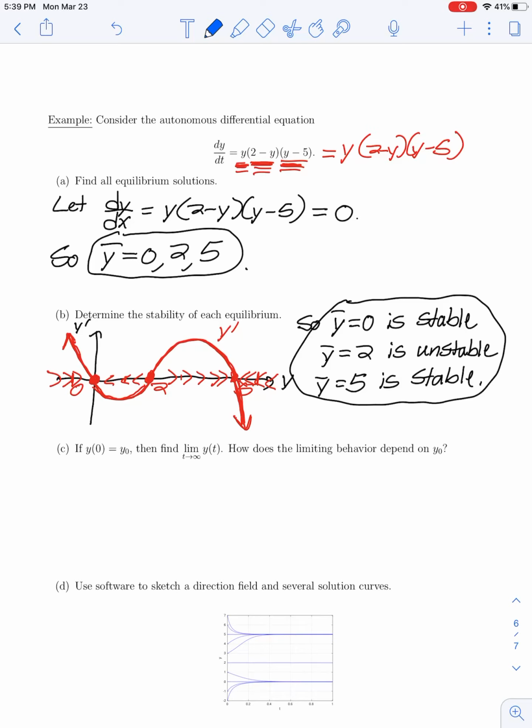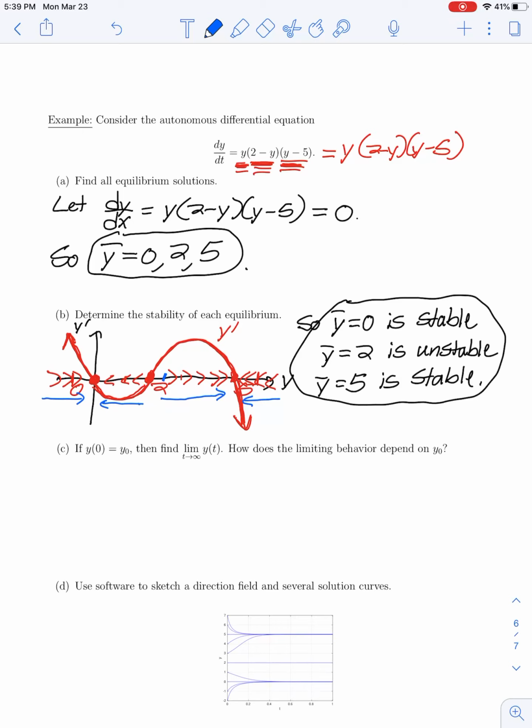In particular, if I start anywhere to the left of 2 along the y-axis, it looks like we're closing in on 0. But if I were to choose an initial value of y that is greater than 2, it looks like I'm closing in on 5.